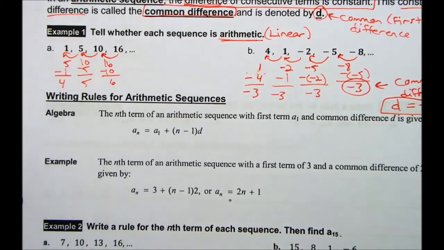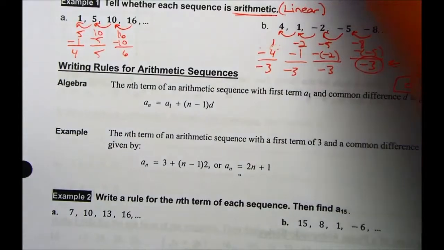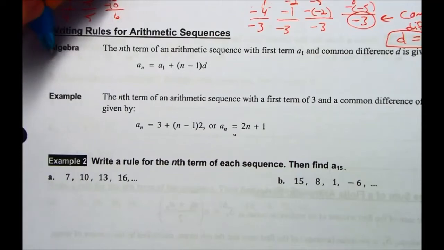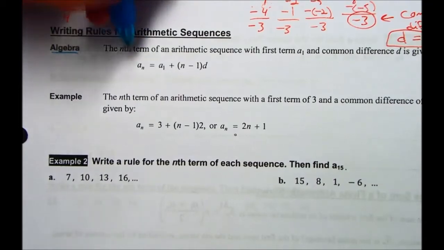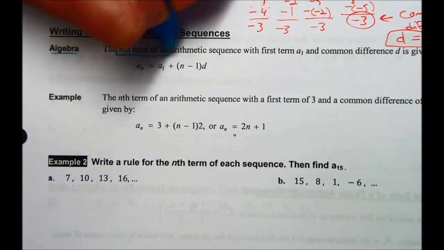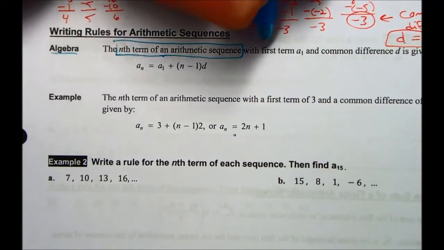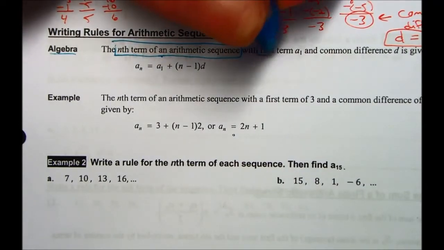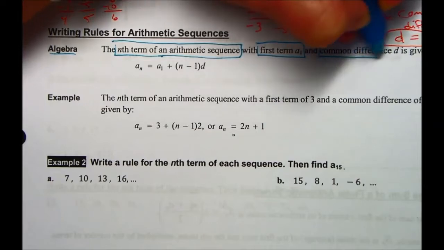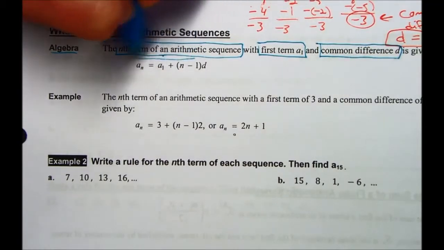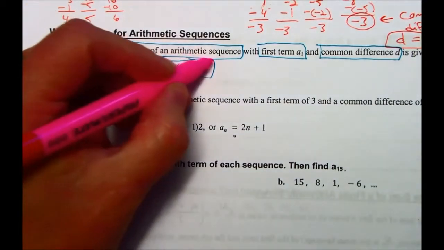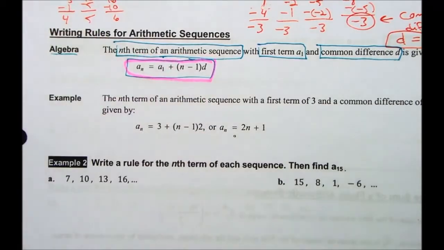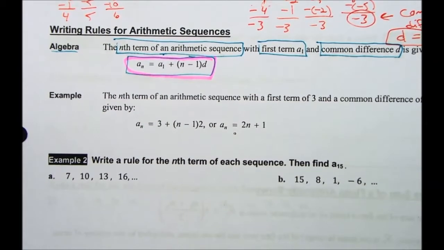Next step, we're going to learn how to write the rules, and there's going to be a lot of writing equations today, so stay with me. The nth term of an arithmetic sequence with the first term a sub 1 and a common difference D is given by this equation. So you definitely want to highlight that. That's going to be an important equation that we're going to use a lot. It's also one that I believe we have to memorize.